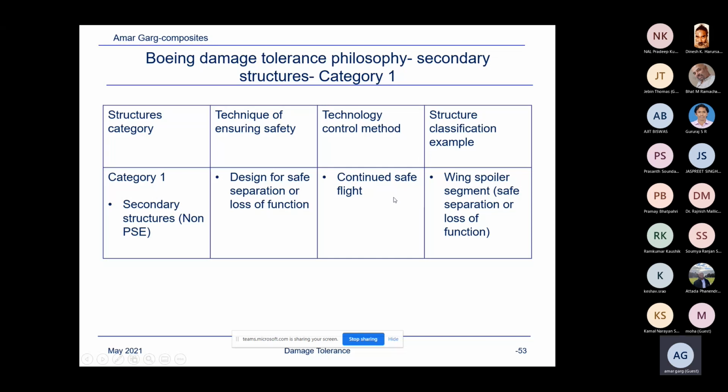Technology controlled method, continuous safe flight. Basically, the only safety mechanism is that suppose the part has failed, like the flaperon, which is a non-PSE structure for the 787, or spoilers. It is designed just for safe separation or loss of function. And suppose that component fails, it does not jeopardize the safety of the flight. So like the wing spoiler segment, safe separation or loss of function, that's it. No damage tolerance for large damages is required for these.